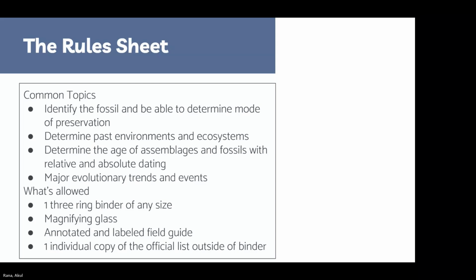Some of the things that are allowed: a 3-ring binder of any size. You can have a magnifying glass. This may or may not be useful depending on how the event is run. If there are stations with actual fossil specimens, magnifying glasses may be useful for seeing small features, but otherwise not so useful, though it doesn't hurt to have. Same goes for a field guide. Ideally, the binder has everything and you're most familiar with your binder, but a field guide can be helpful for small details. And finally, you can have an official list of the fossils which you're supposed to know, which are detailed within the rules. You can have that printed out as well.